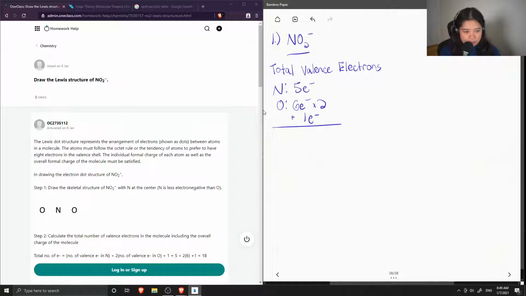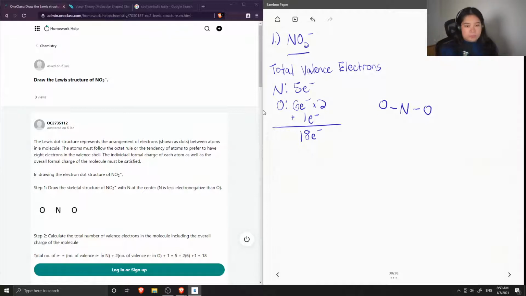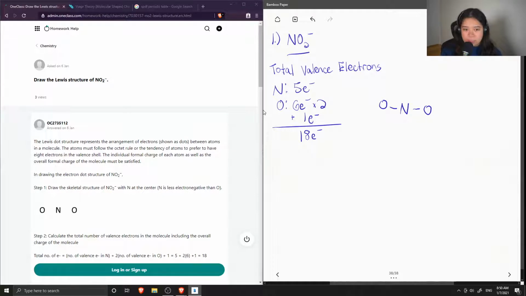So if we add this all up, we have a total of 18 electrons. Now I'm going to rearrange my atoms so that nitrogen is in the middle as our central atom. And then I'm going to draw 2 bonds to oxygen on either side. At this point, I would try to write in all of the lone pairs on my terminal atoms, so in this case, all of the oxygens.